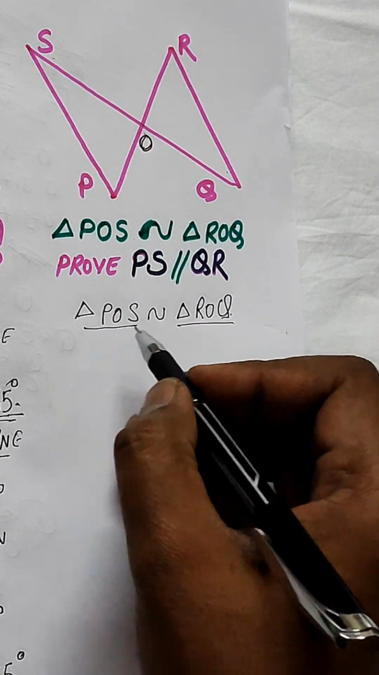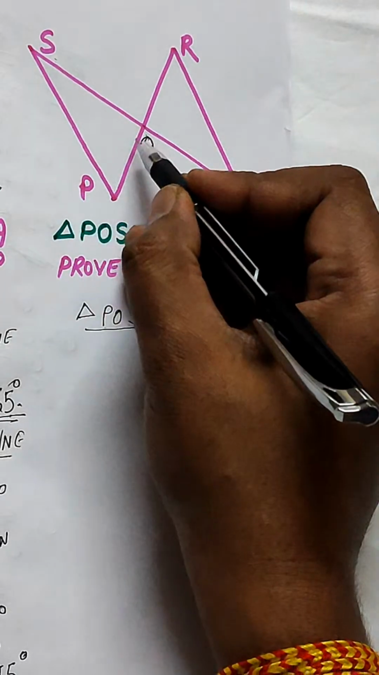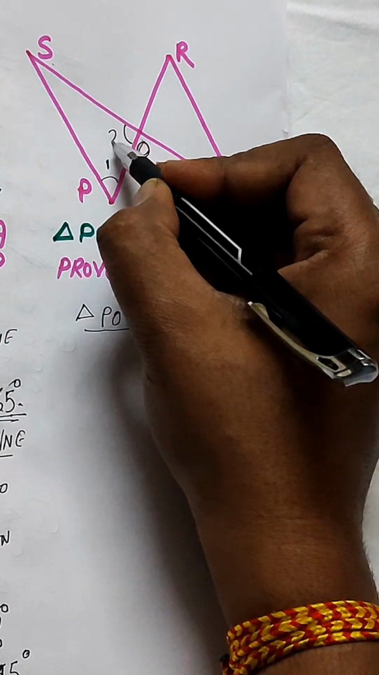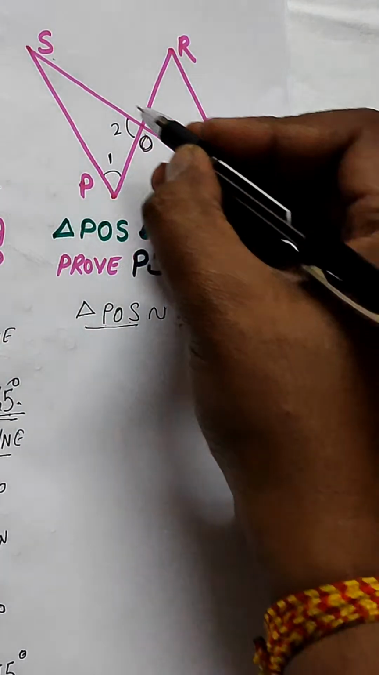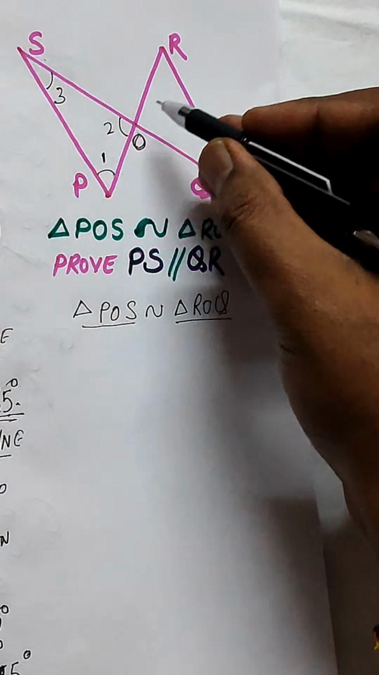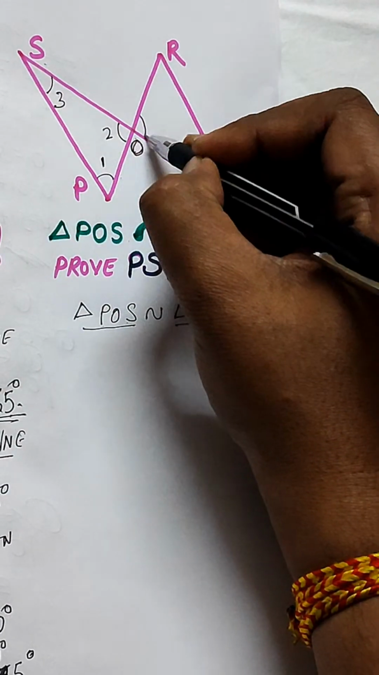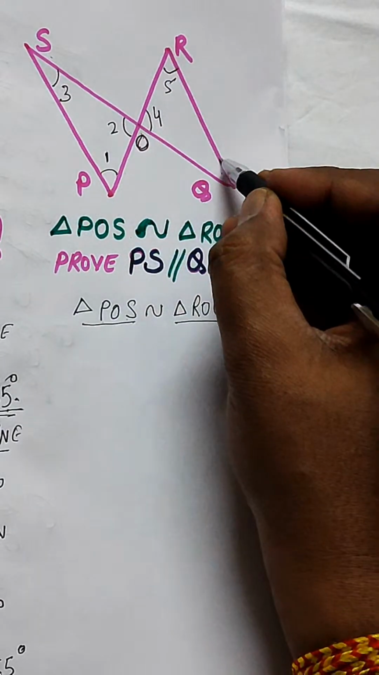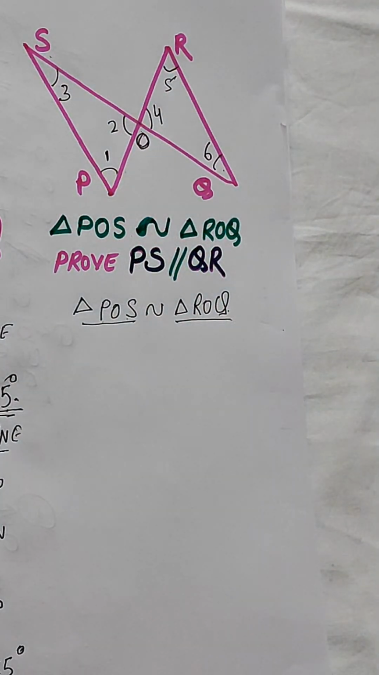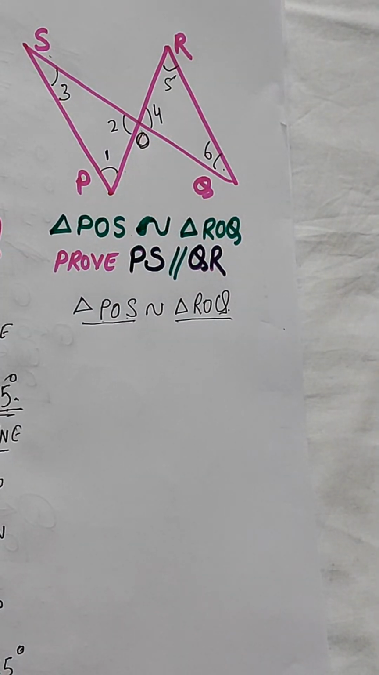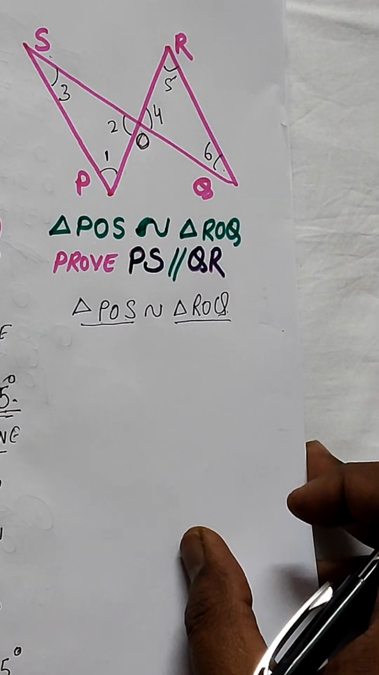Then we can say that in triangle POS, let's say this is angle 1, this is angle 2, and this is angle 3, right? And in triangle ROQ, let's say this is angle 4, this is angle 5, this is angle 6, right? Is it okay? So 1, 2, 3, 4, 5, 6. We have written the sequence over here so that it will be easier to understand, right?